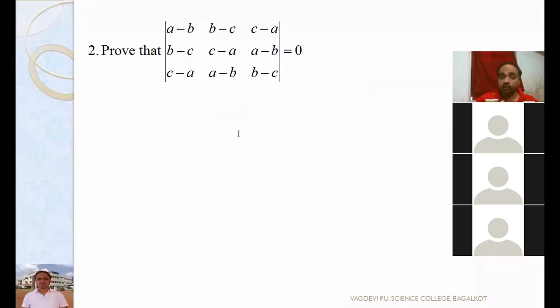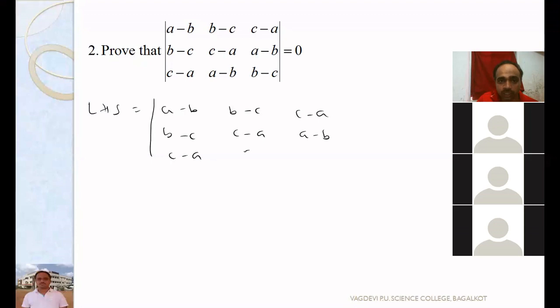So once again, I will take the left hand side. Let me take the left hand side, LHS. Take a notebook and pen. First row A minus B, B minus C, C minus A. Second row B minus C, C minus A, A minus B. Last row C minus A, A minus B, B minus C. This is the left hand side. Now the answer has to be again 0.